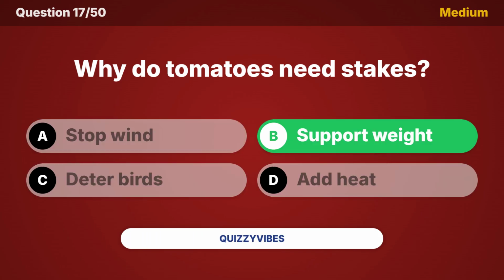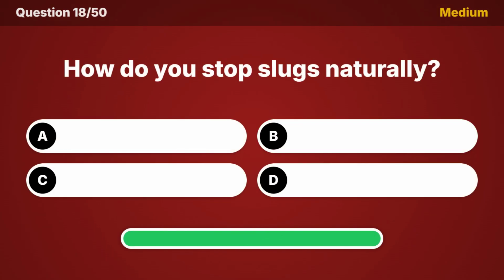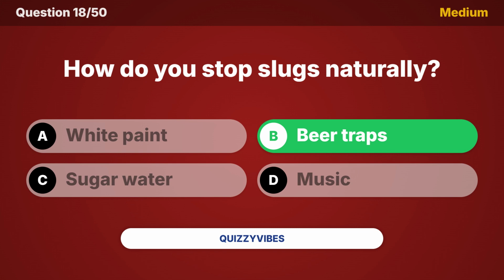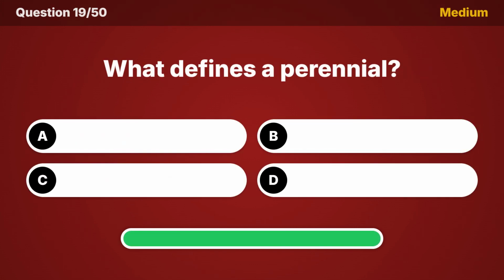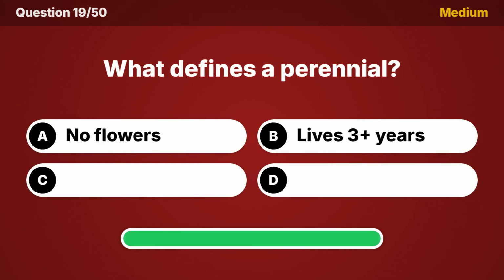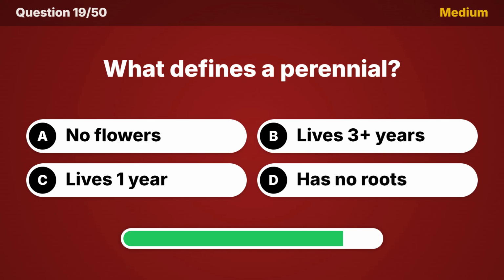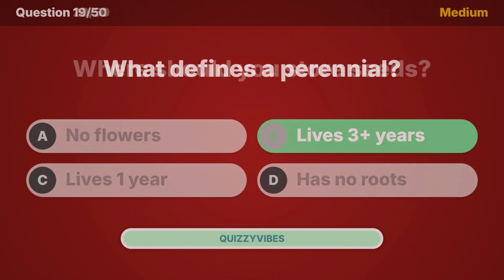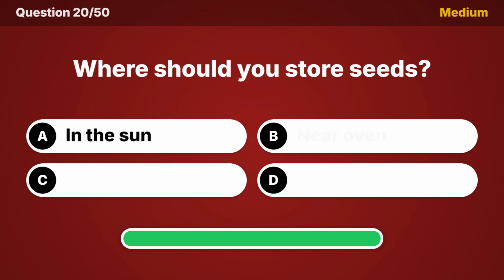Time's up, it's support weight. How do you stop slugs naturally? The answer is beer traps. What defines a perennial? Here is the answer. Lives 3+ years. Where should you store seeds?